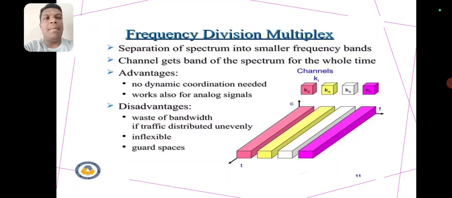Frequency division multiplexing. Separate the spectrum into small frequency bands. Each channel gets a band of the spectrum for the whole time. Advantages: no dynamic coordination needed, and it works also for analog signals. Disadvantages: waste of bandwidth, traffic is distributed unevenly, inflexible guard spaces.